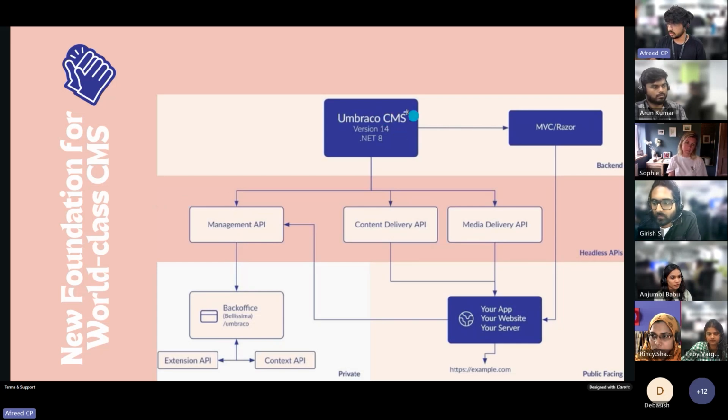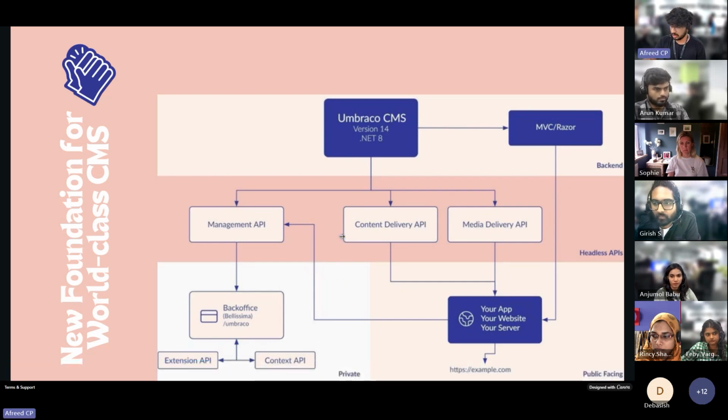You have the Umbraco CMS, which is now on .NET 8, with the backend as MVC and Razor. They have created three headless APIs: the management API, which is the new one, and the content delivery and media delivery APIs, which are from Umbraco 12. Before, there was just Umbraco and the back office connection here. So this is the new back office, Bellissima, and they have divided the back office APIs into the extension API and the context API.